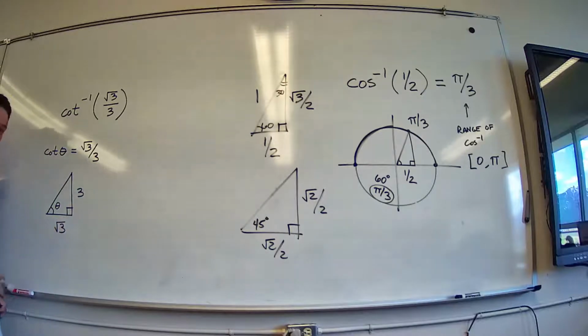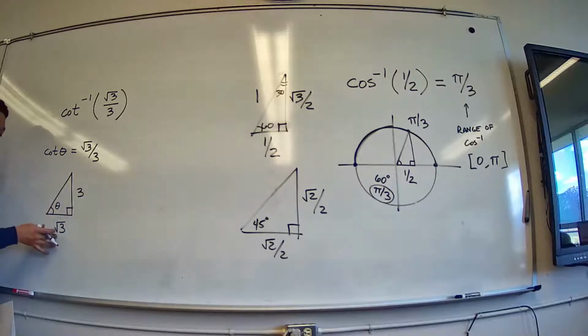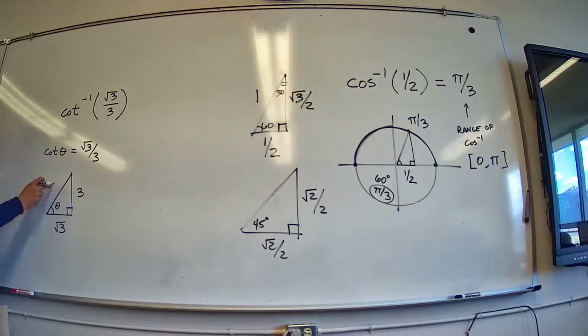Beautiful. You guys see what you did there? Does everyone agree with that? Yes. The tangent of this angle is 3 over root 3. The cotangent, the reciprocal, is root 3 over 3. Cool beans? A little bit of Pythagorean Theorem time to get the hypotenuse.